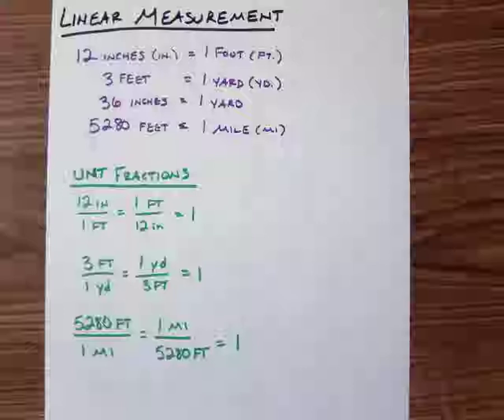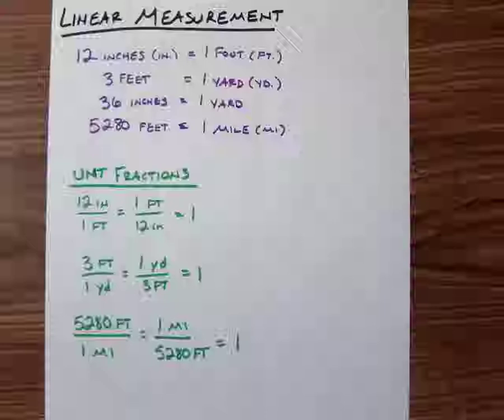Below that, I've written some unit fractions, and those unit fractions are what we're going to be using to solve the bulk of our problems. What I want you to notice about all of those unit fractions is that they all equal 1. 12 inches divided by 1 foot equals 1 because 12 inches and 1 foot are the same, and anything divided by itself is 1. Same thing with 3 feet and a yard. 3 feet and 1 yard are the same. Anything divided by itself is 1.